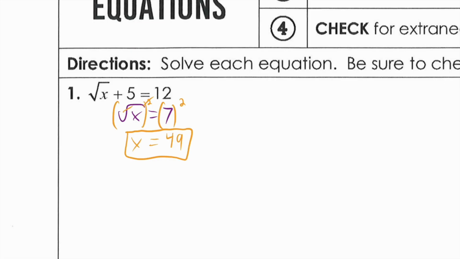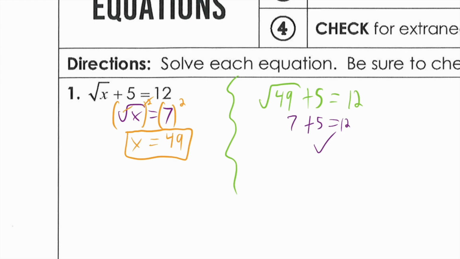It's done. Now you're more than welcome to check your work on any of these problems, even though I said you don't have to check them on every single one. You only have to check them in certain scenarios that we'll talk about. So how you check it is plug it back in, just like always, and the square root of 49 is 7, and 7 plus 5 does equal 12. It does, in fact, check out.